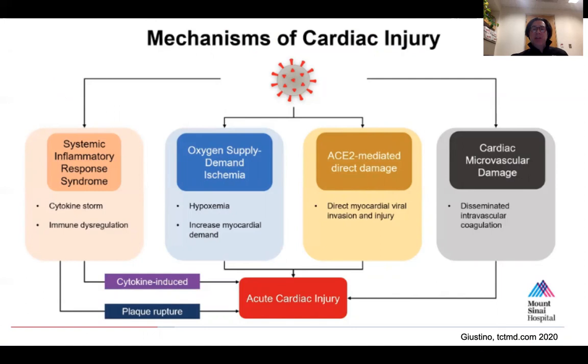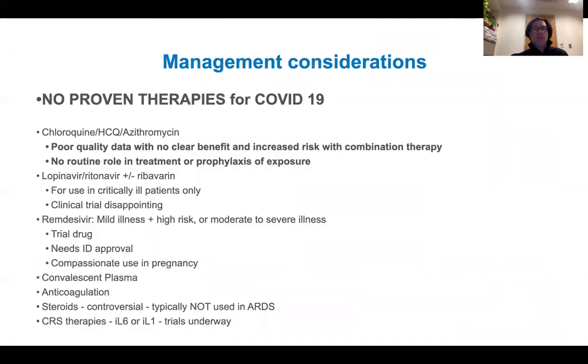there is a differential diagnosis with multiple possible pathways of cardiac injury, including systemic inflammation, so-called cytokine storm, hypoxemia and oxygen supply-demand mismatch in critically ill patients, the possibility of direct ACE2-mediated damage into the myocardium or into the vasculature, and finally, cardiac microvascular damage from disseminated intravascular coagulation and microvascular thrombosis. The bottom line is that all of these pathways can lead to acute cardiac injury, which can pile on and produce morbidity and mortality in COVID-19.